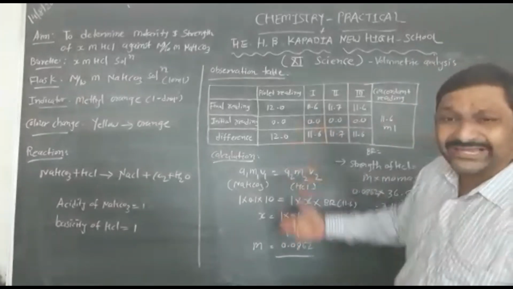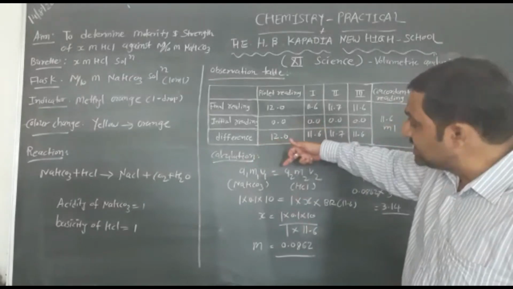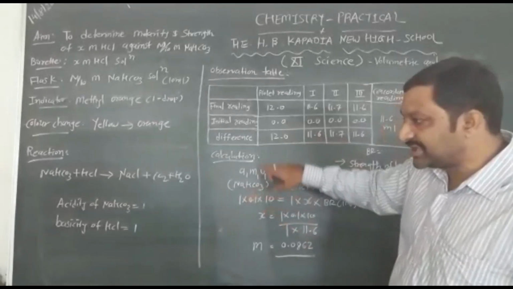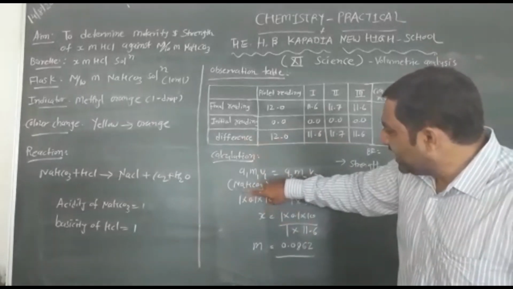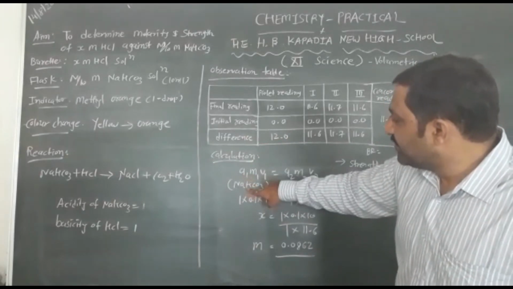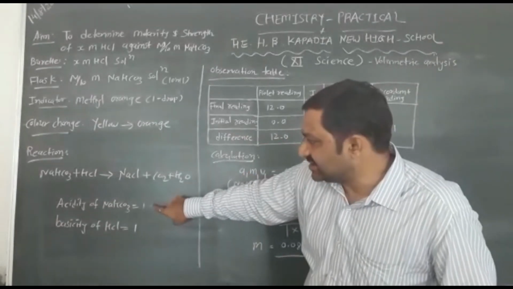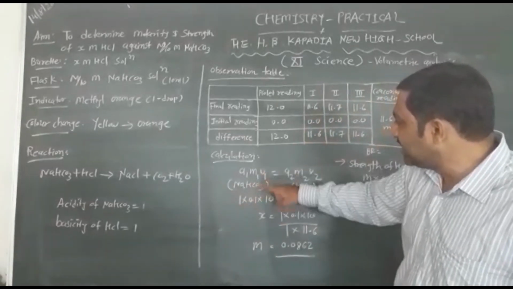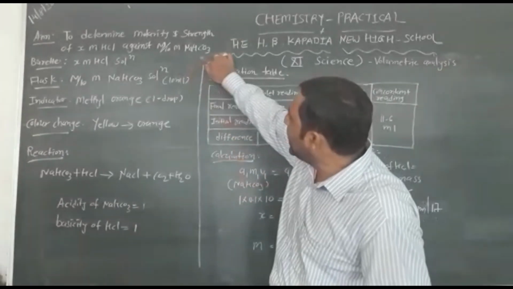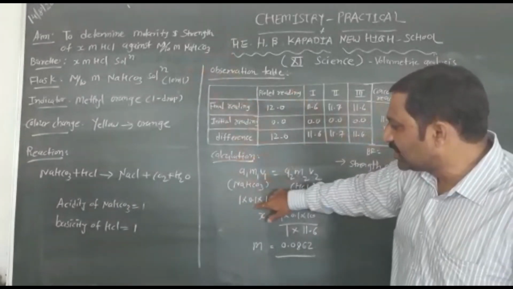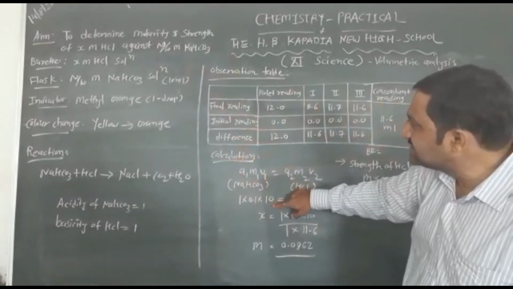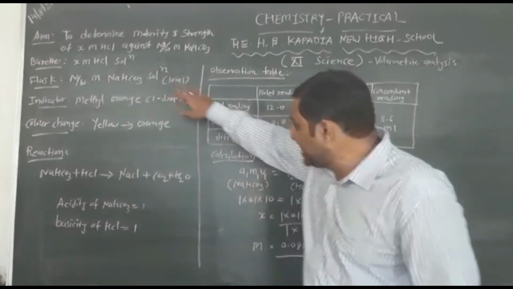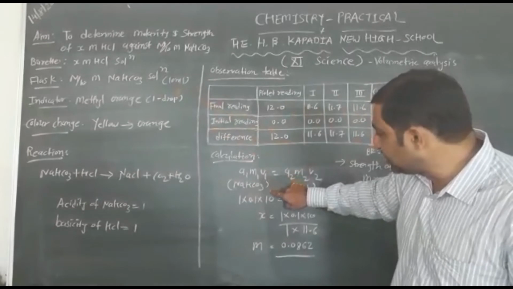Now calculation. A1 M1 V1 is equal to A2 M2 V2. Same way, no change. Here is NaHCO3 solution, HCl. So for NaHCO3, A1, the acidity of NaHCO3 is 1, so we put figure 1. Molarity means M/10 NaHCO3, that's why 0.1. And V1 is 10 ml NaHCO3 taken into your conical flask, so the volume of NaHCO3 is 10.